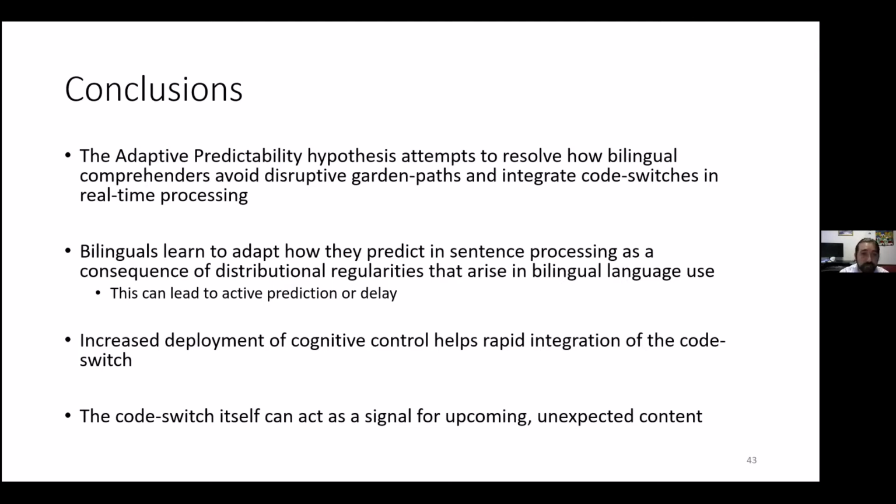At the same time, we're going to rely upon a domain general mechanism of cognitive control to help integrate code switches in the moment when they are encountered. And then finally, pursuing a newer line of research for us, we're shifting our focus from just looking at what happens at the code switch to how people interpret code switches in online processing. So in this case, the code switch itself can act as a signal for upcoming unexpected content.